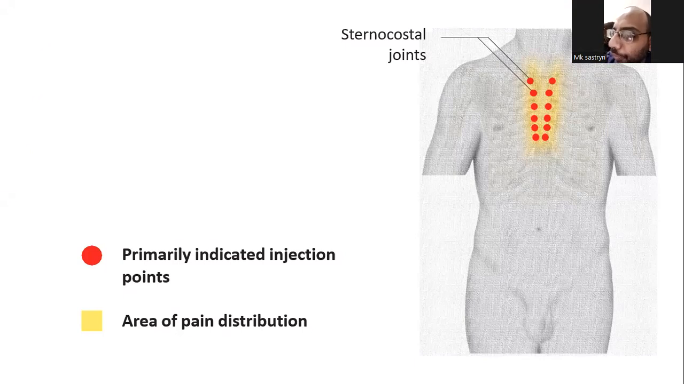These are the points where you have to insert the needles. You have to be very, very careful here because it is a pneumothorax point. You have to go very superficially, insert the needle and leave the joint. No need to stimulate. Insert oblique.